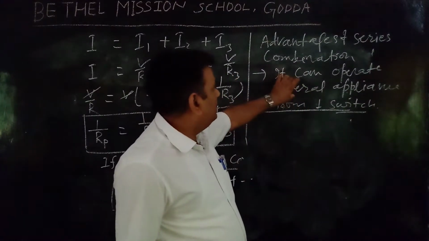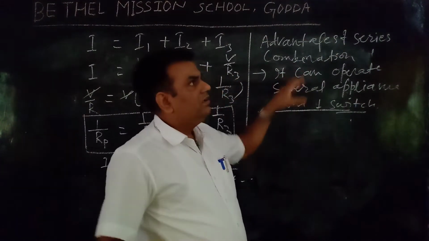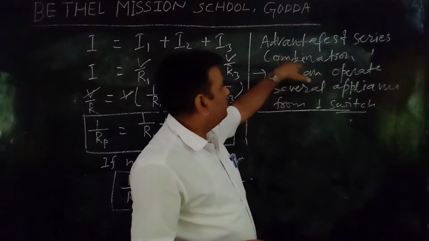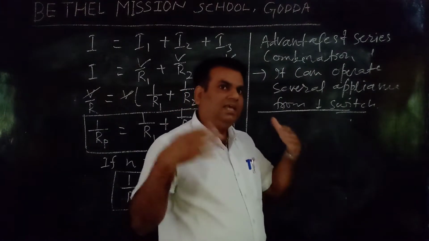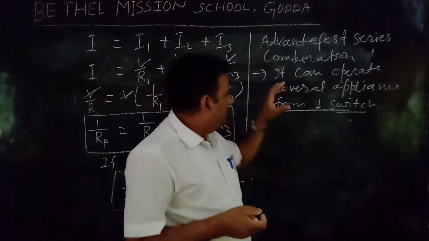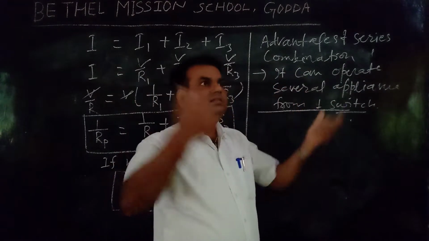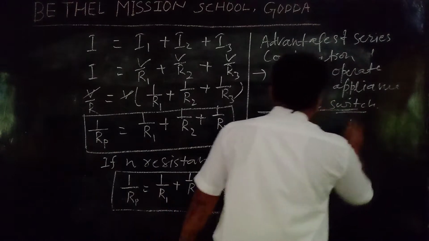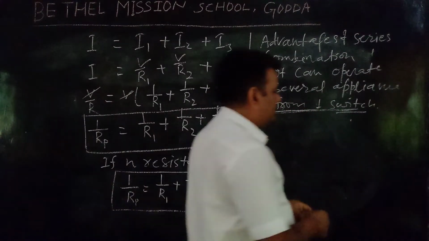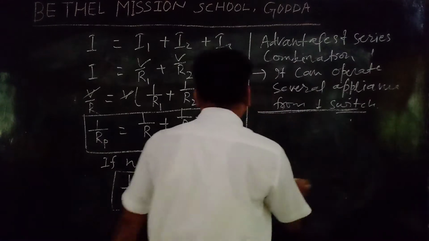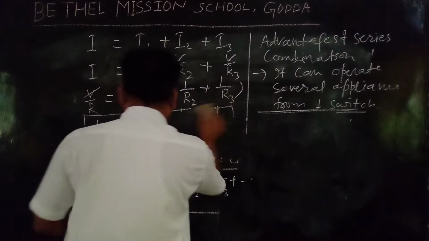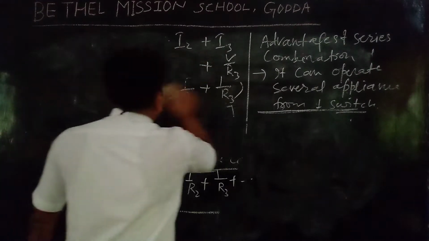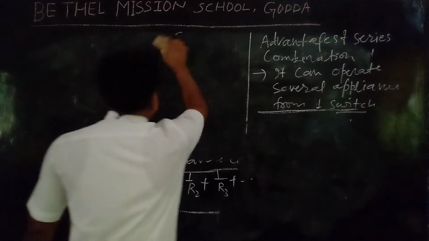So this is harmful for the wire through which they are all connected, because in series combination the resistance gradually increases as all the appliances are connected in one wire. So these are the advantages and disadvantages of series and parallel combinations. Now we'll see the effects of current.